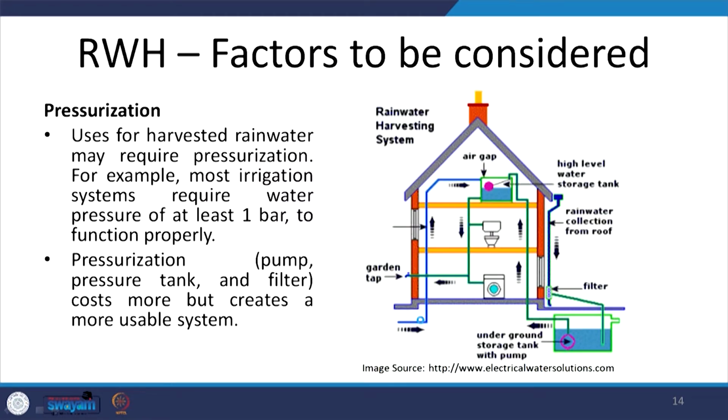Another one is pressurization. We may actually require pressurization to put the water underground into the aquifer or to pump it up to an overhead tank, and to maintain sufficient pressure in the pipeline, which is the dual plumbing pipeline to serve flushing and all other purposes such as irrigation. So, for this purpose a pressurization mechanism will be required.